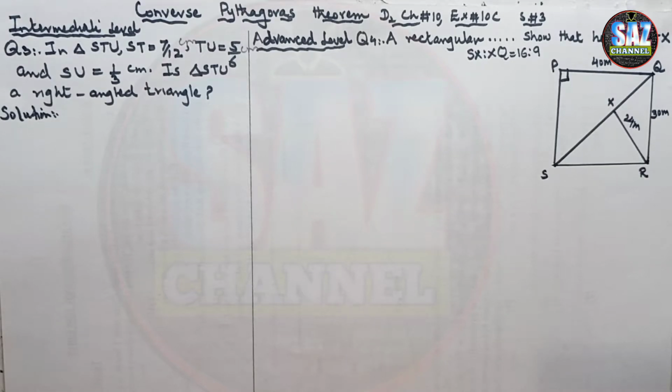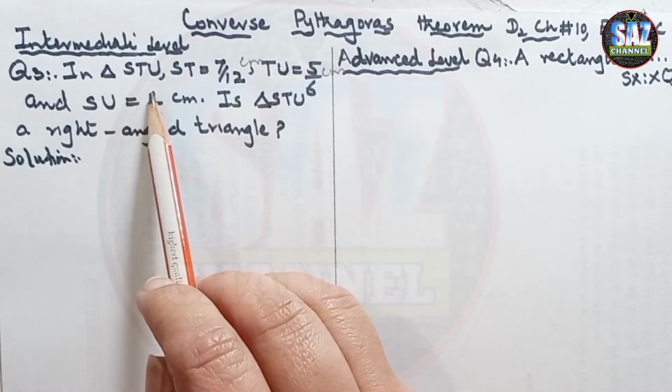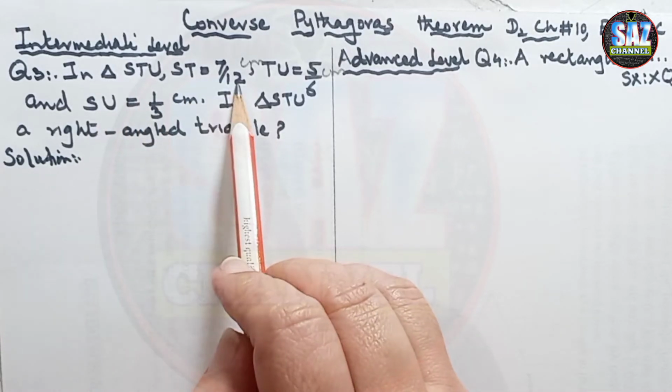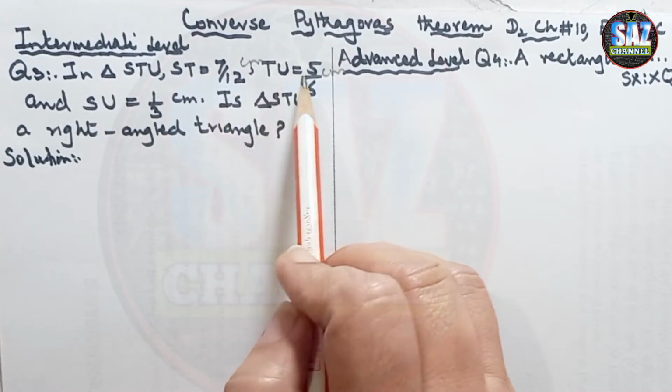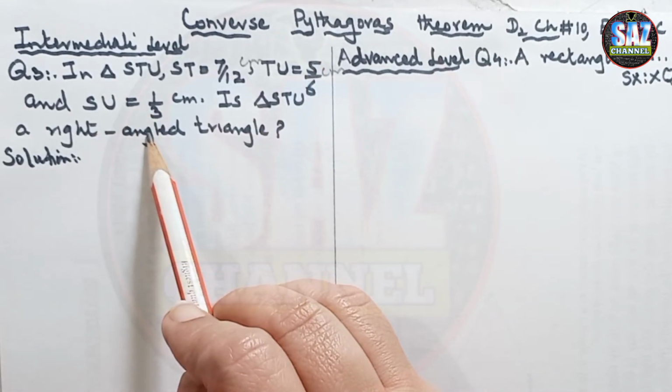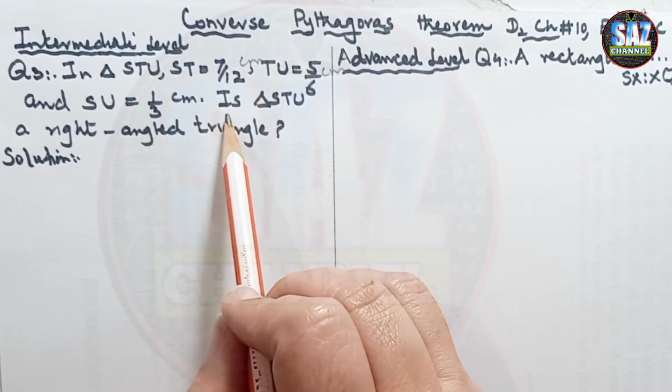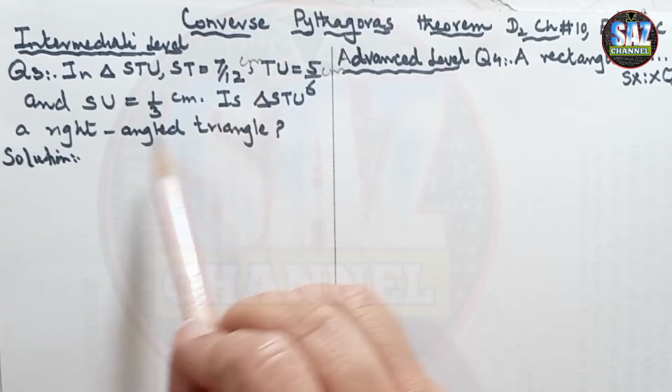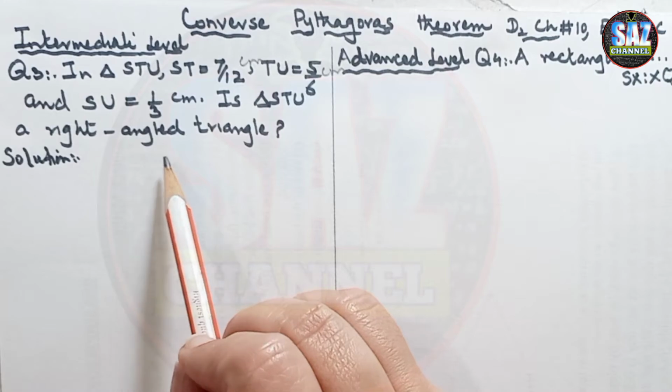Question 3 says, in triangle STU, ST is 7 by 12 centimeter, then TU is 5 by 6 centimeter, SU is 1 by 3 centimeter, and then the requirement of the question is: is STU a right angle triangle?